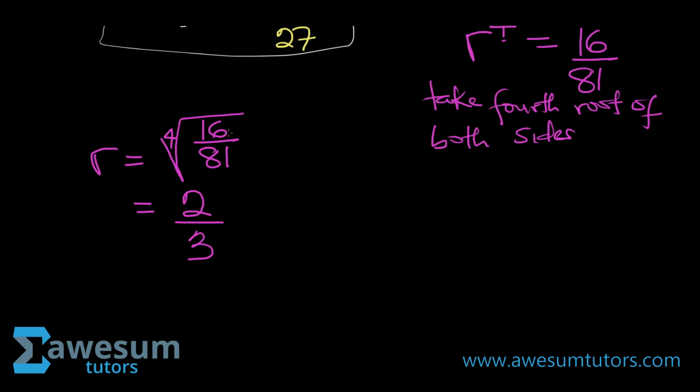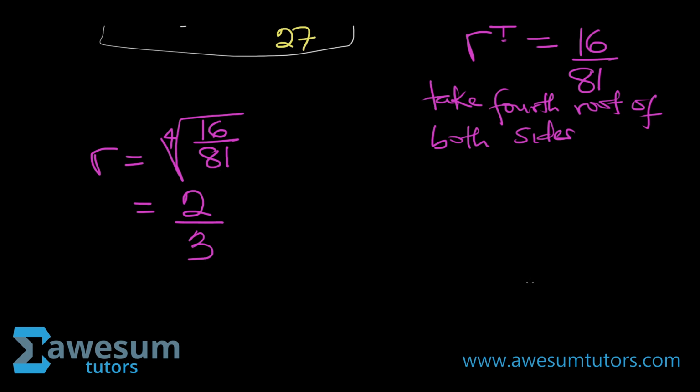If you say fourth root of 16, it means what number are you going to multiply by itself 4 times to give you 16? That's going to be 2. What number can you multiply by itself 4 times to give you 81? That is going to give you 3. So the fourth root of 16 is 2, while the fourth root of 81 is 3.